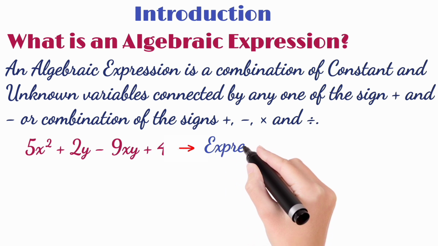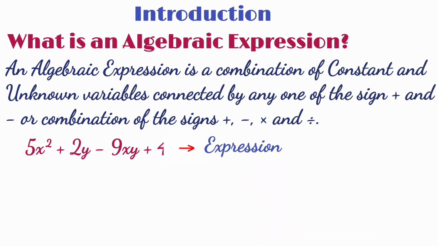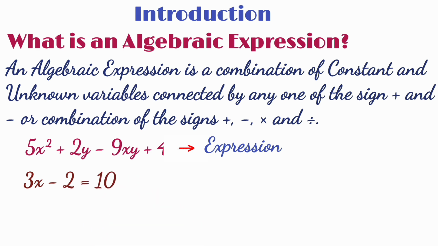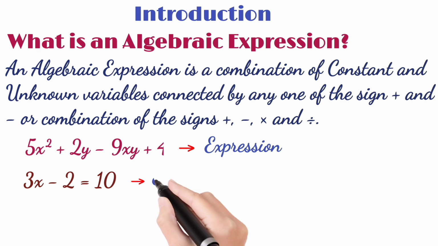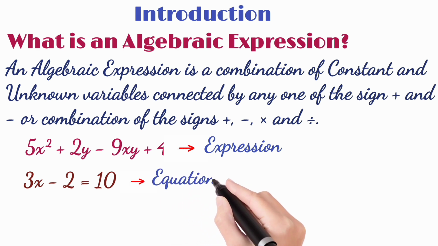At the same time, this concept should also be clear: what is the difference between an expression and an equation? You see, I am writing 3x minus 2 equals 10. Here you can see the equals sign is there, and the left hand side and right hand side are also there. This is an equation. In an expression, there is no equals sign. Okay, I hope you understood the difference.